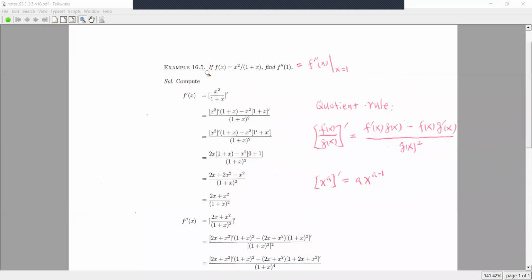Example 1, under the second topic. Let f be this function. Find the second derivative of the function at the point 1. To find the second derivative at the point 1, first compute the second derivative at the point x. All the derivative formulas are about the derivative at the point x. After we get the second derivative at the point x, then plug in 1 for x to get the second derivative at the point 1.